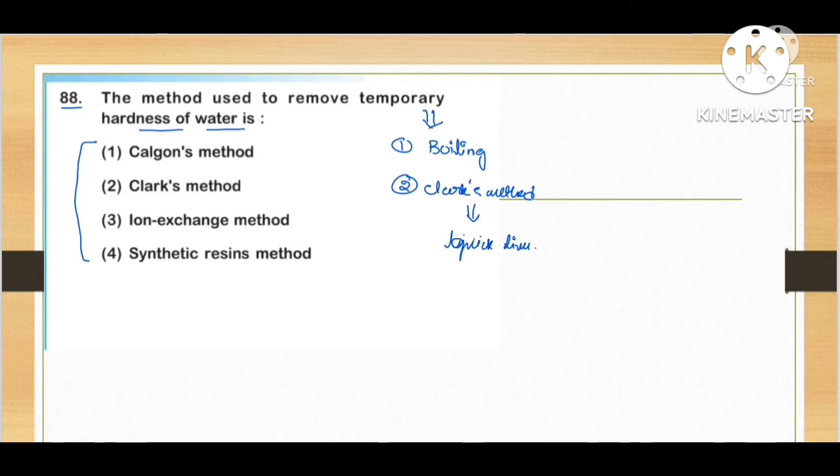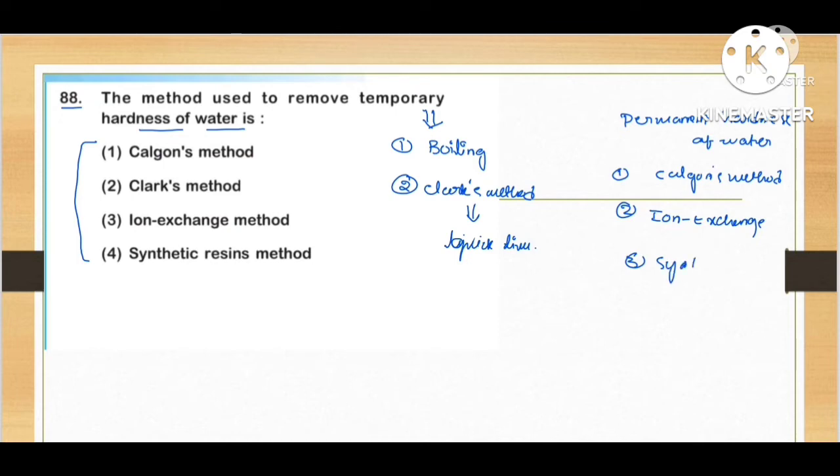Now let us see the methods to remove the permanent hardness of water. The first method is Calgon's method, the second method is ion exchange, and the third one is the synthetic resins method. Calgon's method is used to remove the permanent hardness of water, so option 1 is eliminated. Ion exchange method is also used for permanent hardness, so option 3 is eliminated. Option 4 is also eliminated, because the synthetic resin method removes permanent hardness. The remaining option is option 2: Clark's method and boiling remove the temporary hardness of water.